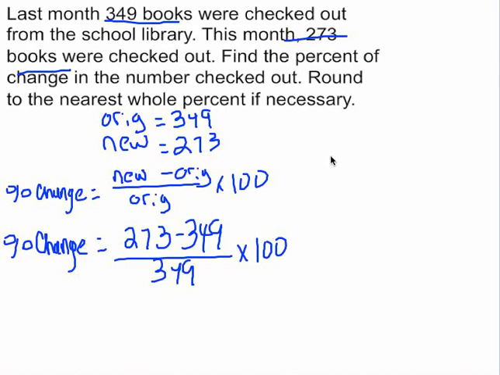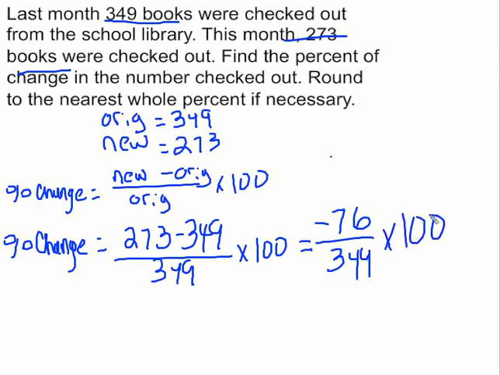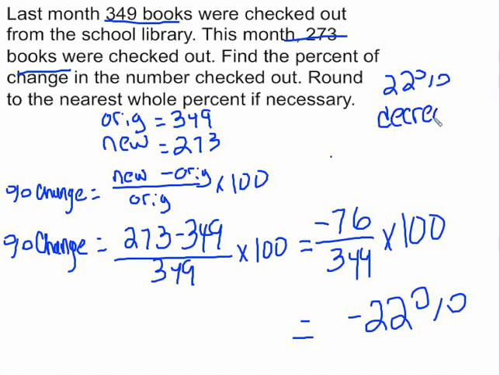Now for you guys, what I would like to see in your work is your calculations. So we know that 273 minus 349, that was negative 76, over 349 multiplied by 100. I want to see that step. And when I calculated the rest out in my calculator, I got negative 21.7, so that's going to be negative 22%. So I know that this is a final answer of a 22% decrease in the amount of books checked out.